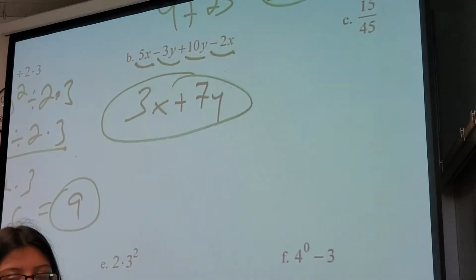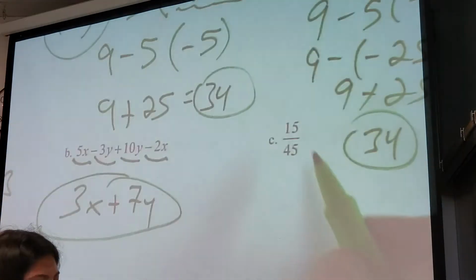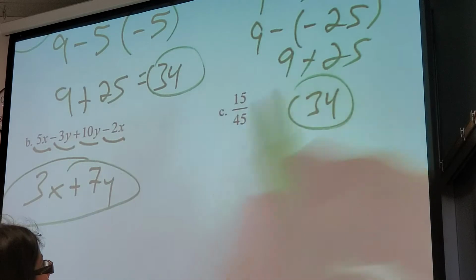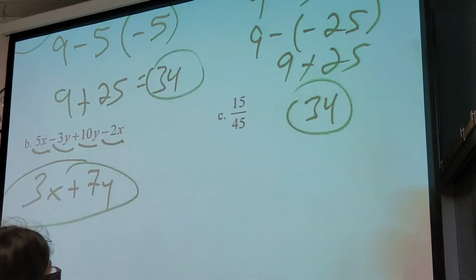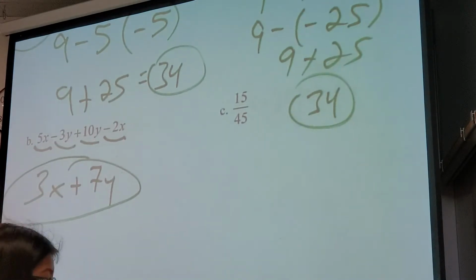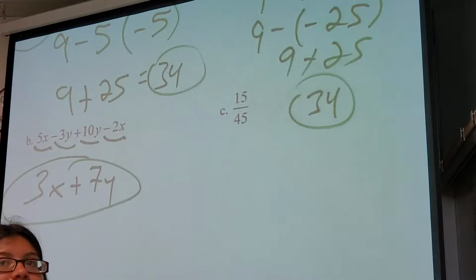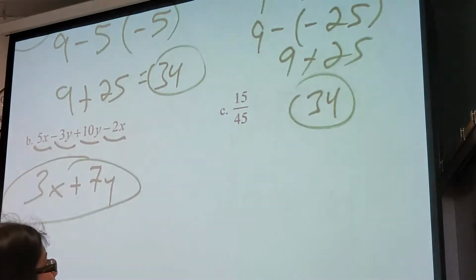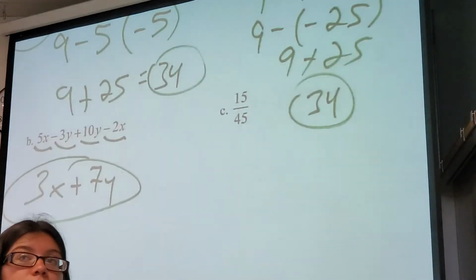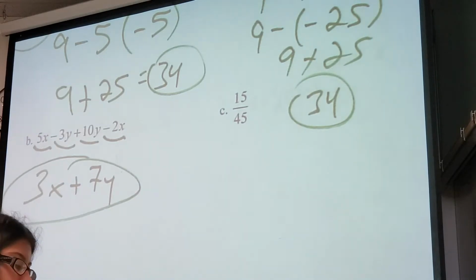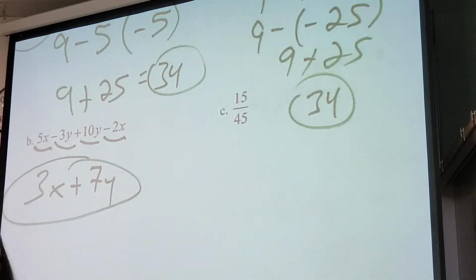All right, what about this one? Yeah, you can divide both by 15. You actually can. So you can either do this in steps. Real quick, here's something. How far apart are 15 and 45? 30. So any factor of 30 could be something that goes into both.